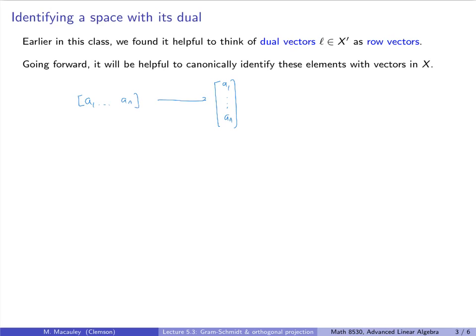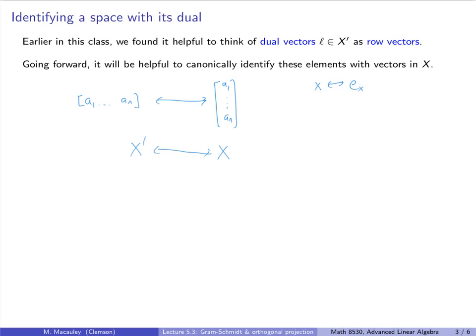So when I say identify these things, I'm really defining a canonical bijection between X and its dual space, X prime. Now, we earlier talked about a bijection between X and the double dual, because if you take the transpose of a vector twice, you get back the vector itself. And there was a really obvious bijection between the vector X and the evaluation map of X, that just plugs in X.